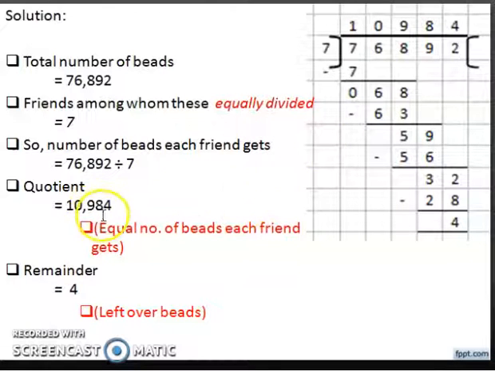So 10,984 beads, and this is the remainder here. So these many beads are leftover beads. You are supposed to give this answer, children. 10,984 beads will be distributed among each child, and 4 beads still left over. Do it nicely by pausing the video and then move on once you write it.